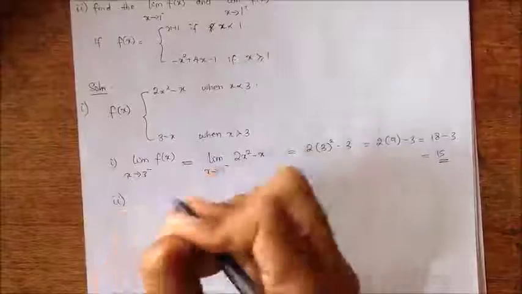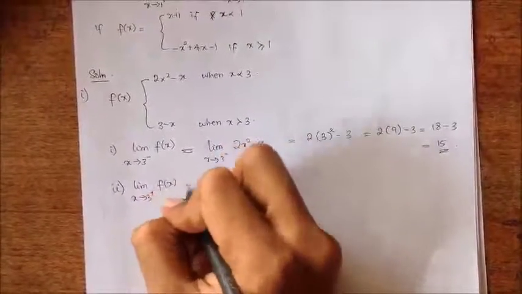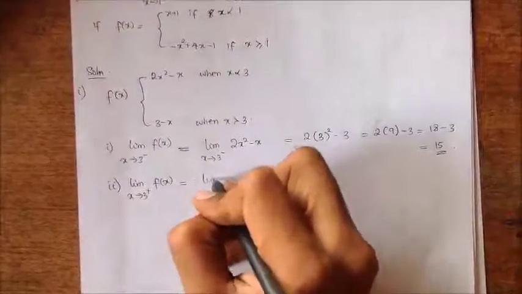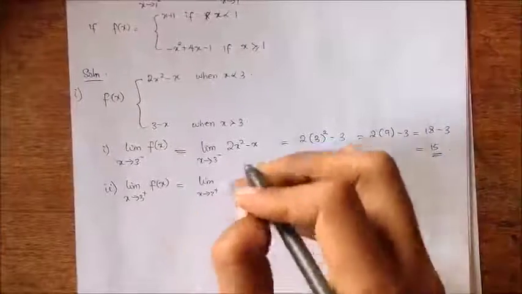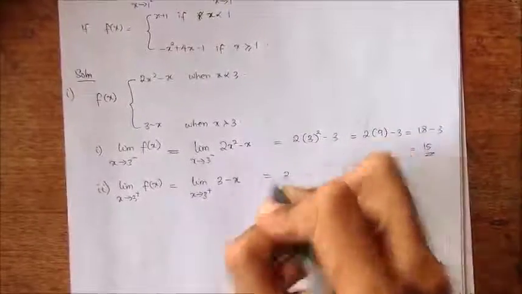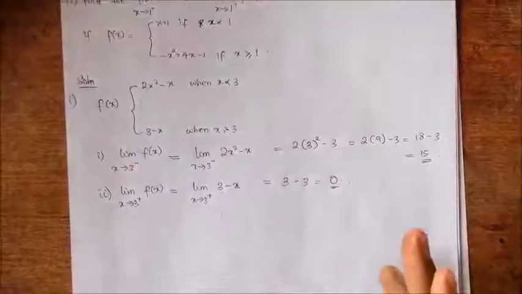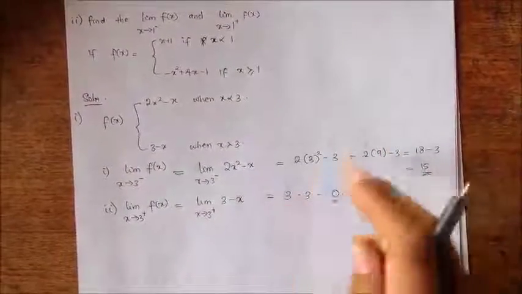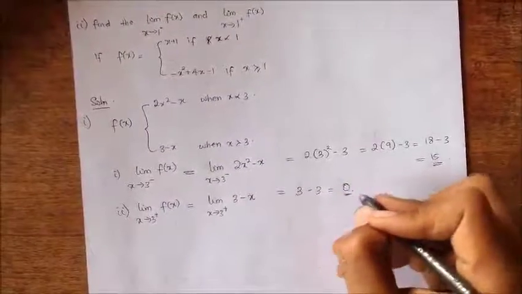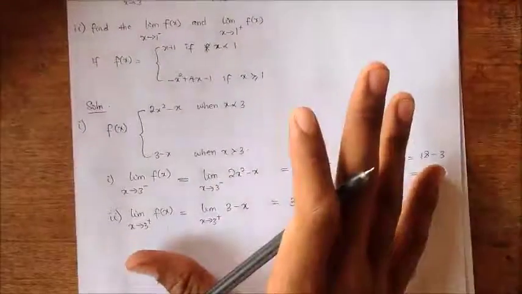Now, the right-handed limit, limit as x tends to 3 from the right, we'll check for the function where x is greater than 3. So this is going to be limit as x tends to 3 of 3 minus x. When we put our limit in, it's going to be 3 minus 3 equals 0. Usually with one-sided limits, we check if they are equal, but that's the topic for another day. So from here we can see that they are not equal. So this is how we find one-sided limits.